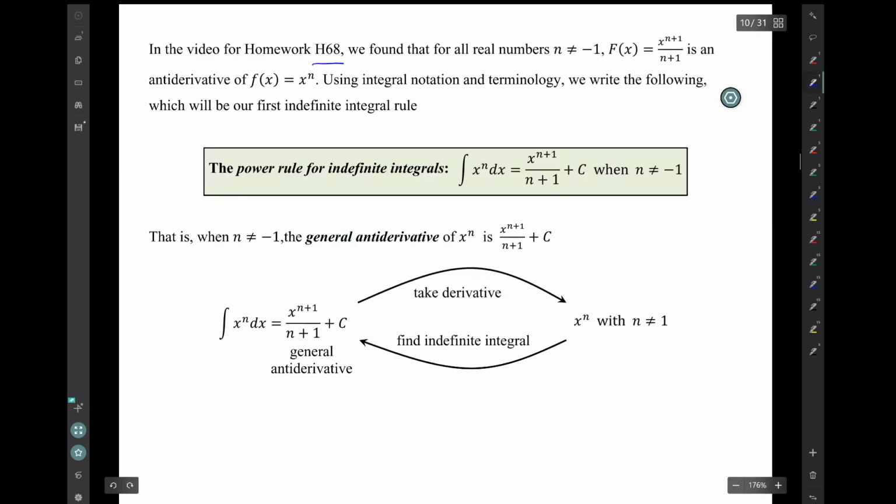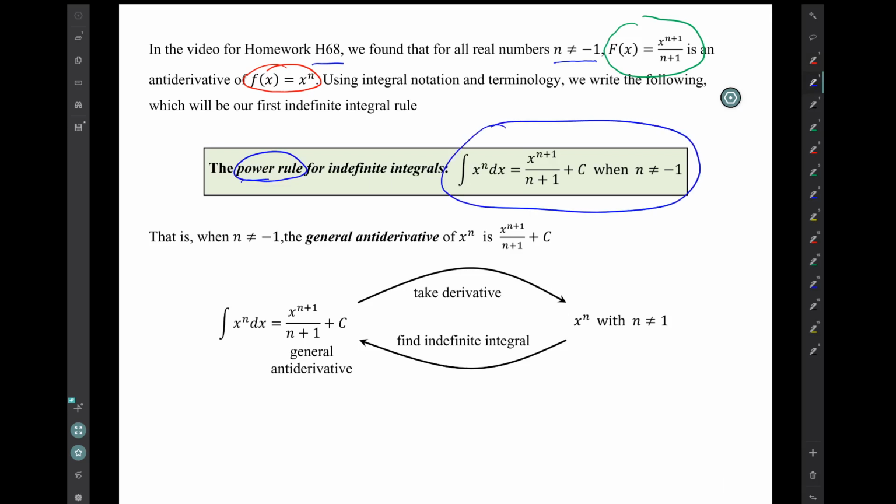In the video for homework 68, we found that for all real numbers n not equal to -1, capital F of x equals x raised to the n plus 1 over n plus 1 is an antiderivative of little f of x equals x to the n. Using integral notation and terminology, we write this following integral equation, which will be our first indefinite integral rule. It's called the power rule for indefinite integrals. That's the rule. Notice that the qualification n is not equal to -1 is crucial to that rule.